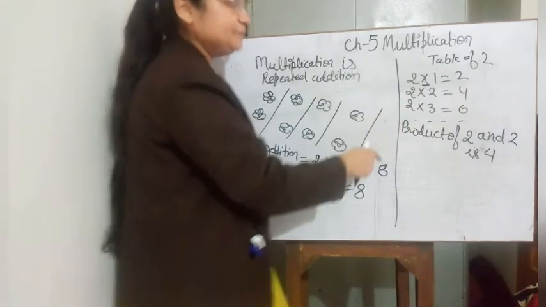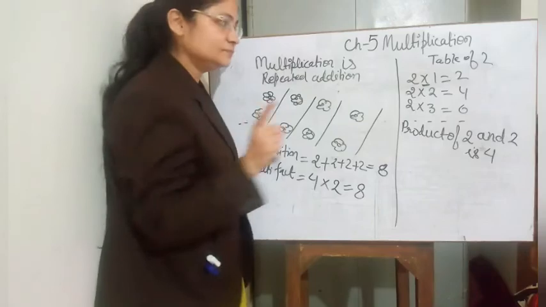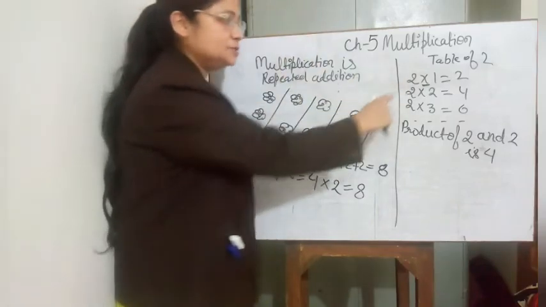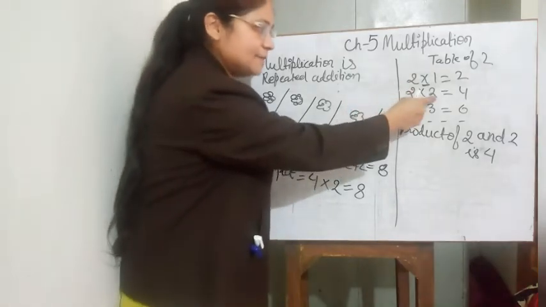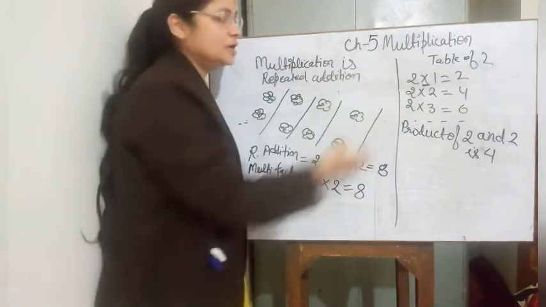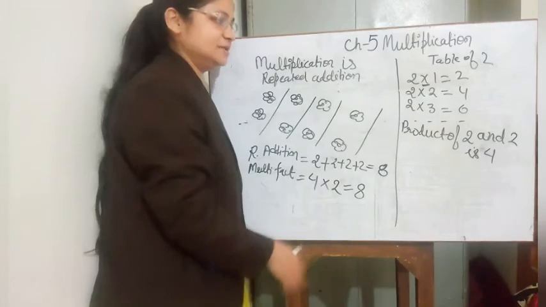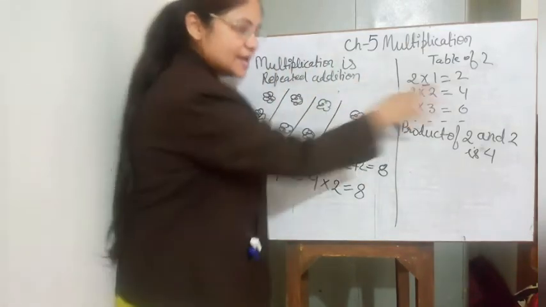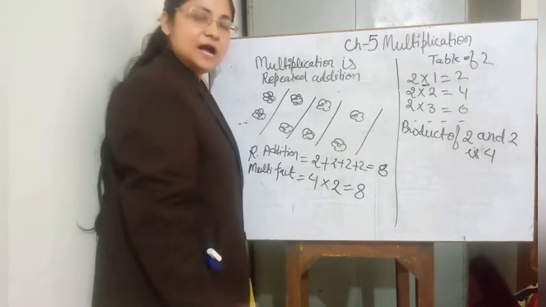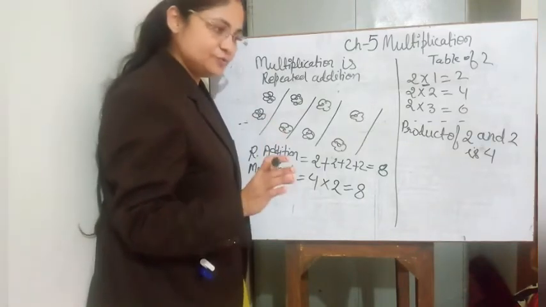Here you can see if we have to make the table of 2: 2 1s are 2, 2 multiplied by 1. So 2 1s are 2, 2 multiplied by 2, 2 2s are 4. Then 2 3s are 6. It means 3 times 2 is added, so we are getting 6. I hope this concept is clear to you. Okay.